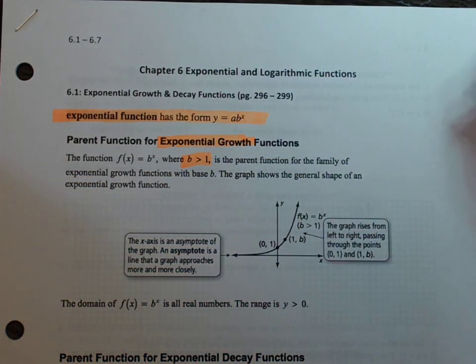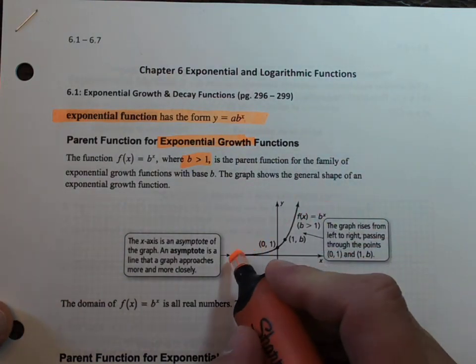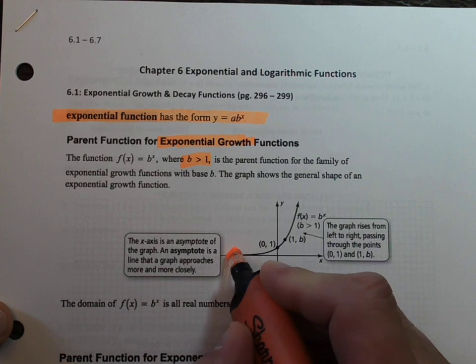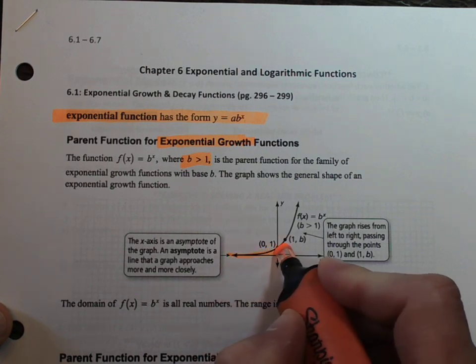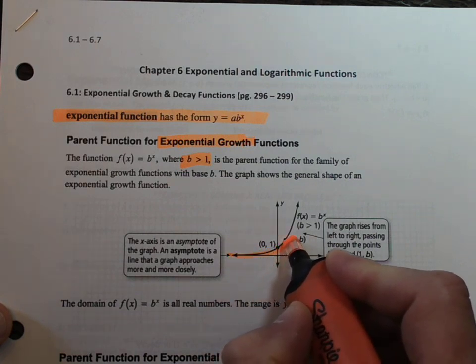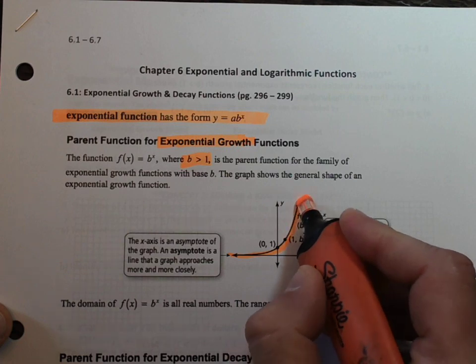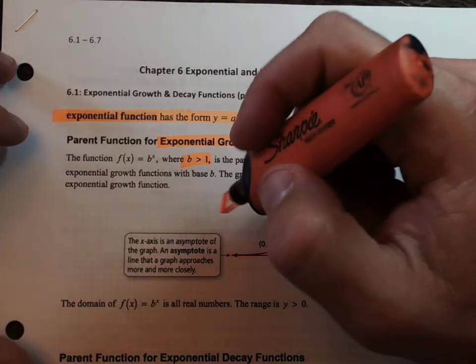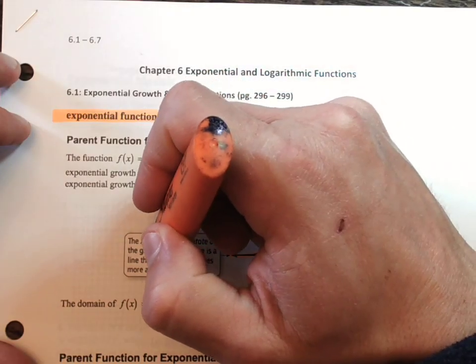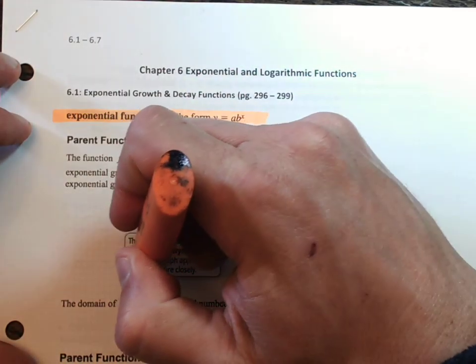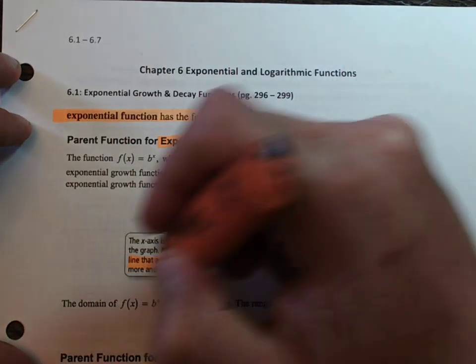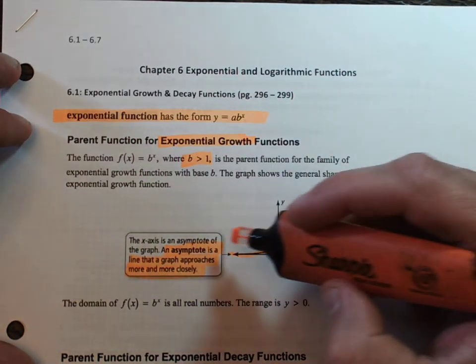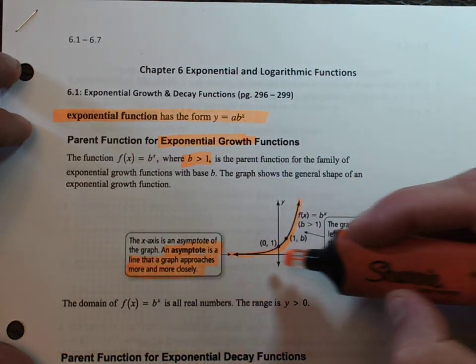Therefore it will be kind of this line that just creeps above your x-axis, or just gradually grows, and then it shoots up eventually. And what we have is something called an asymptote, and that's where the graph approaches more and more closely. That's this x-axis right here.